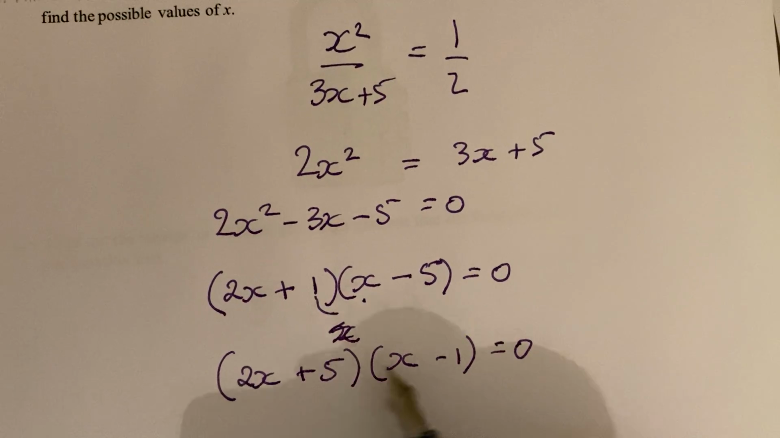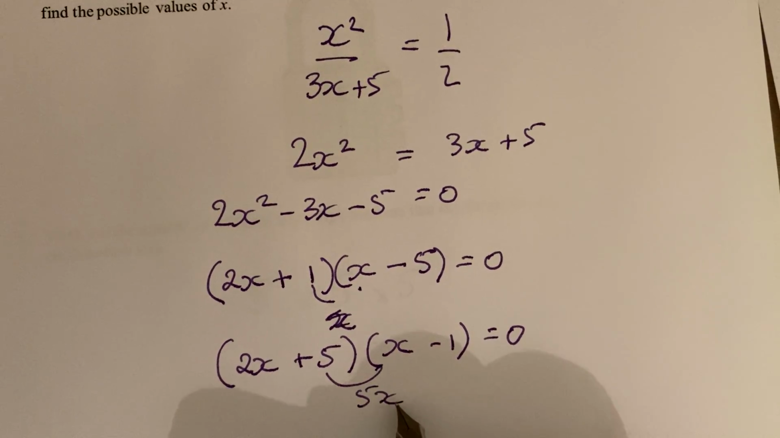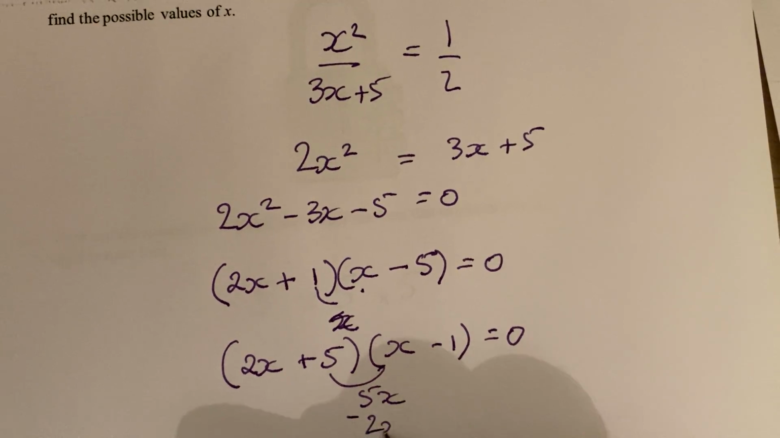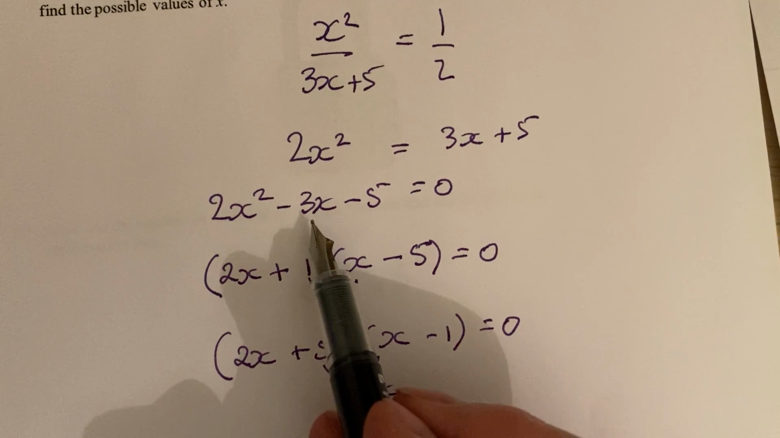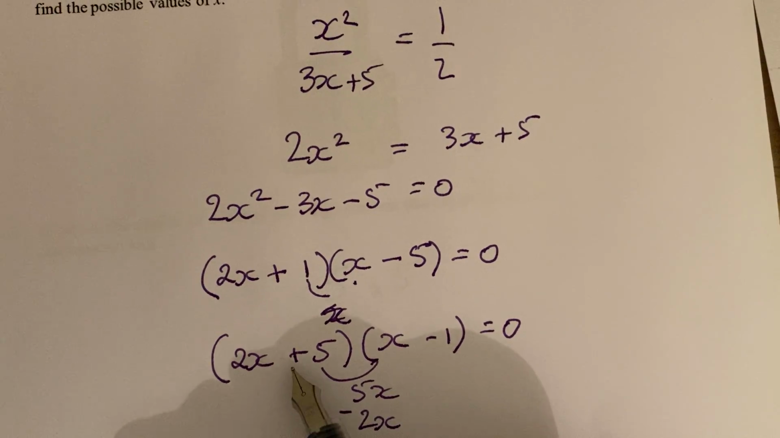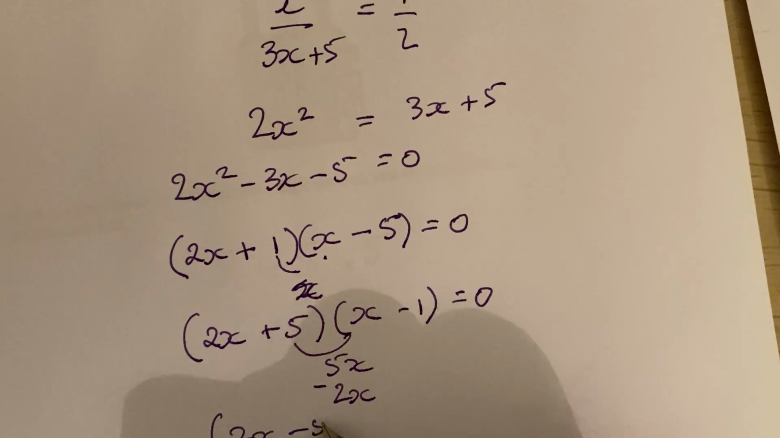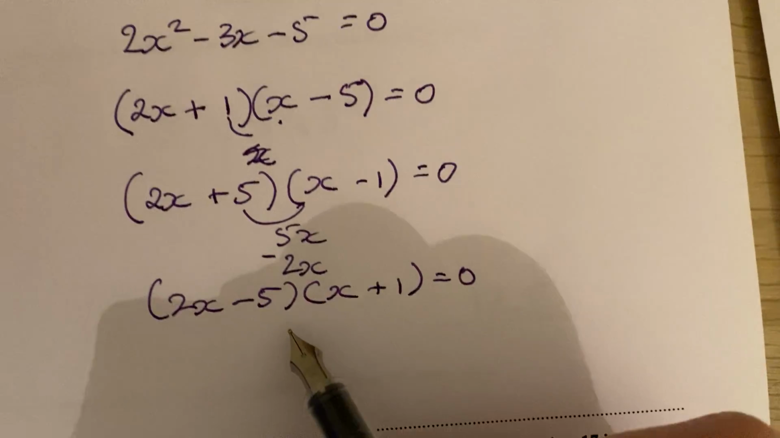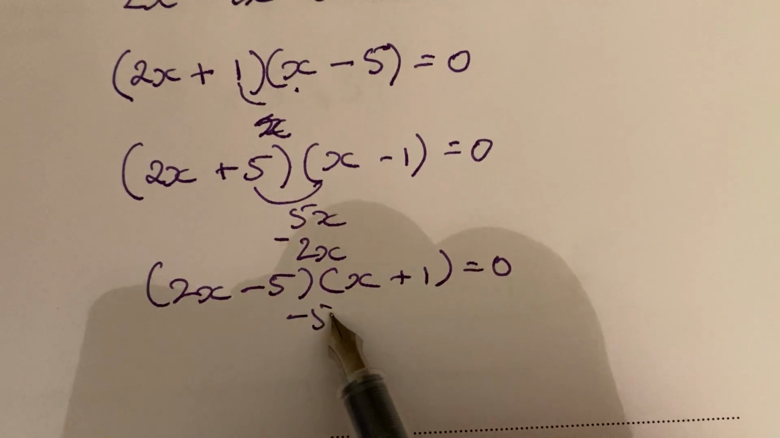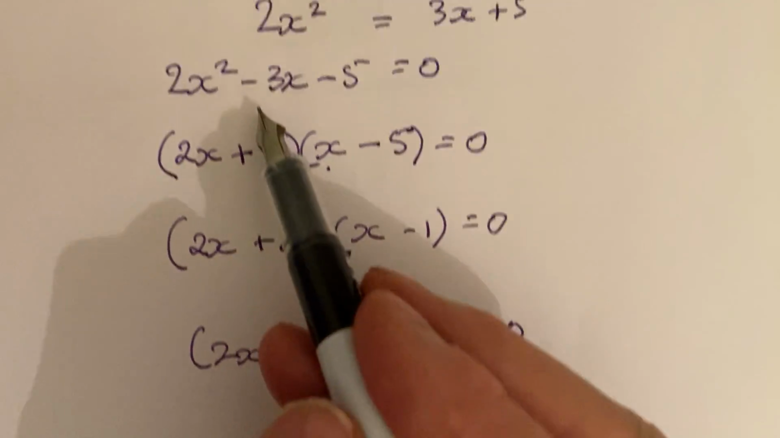I put a minus because when I multiply out, I need a minus there. I get 5x there, and I get minus 2x there, 3x, but positive. Close, so this is good. I need to just swap the signs, I reckon. So let's have it as 2x minus 5 times x plus 1 equals 0. Let's try this one. Minus 5x plus 2x gives me my minus 3x.